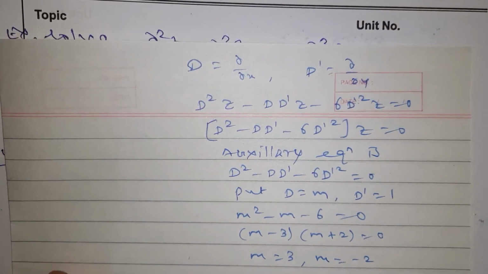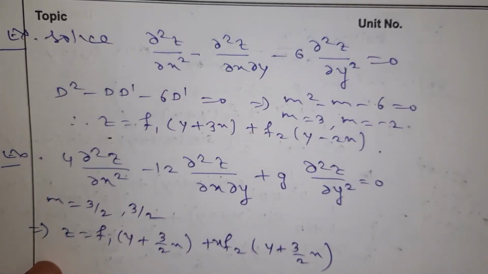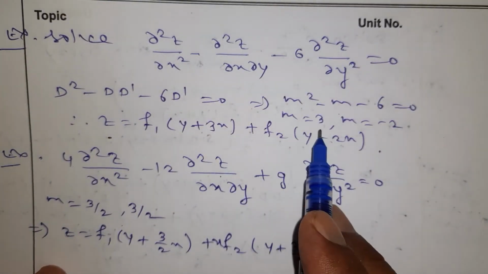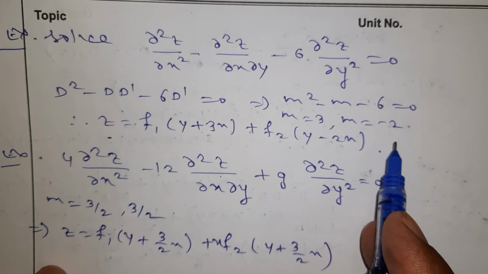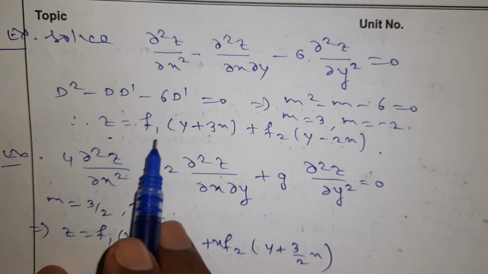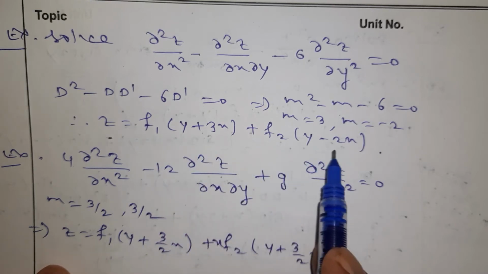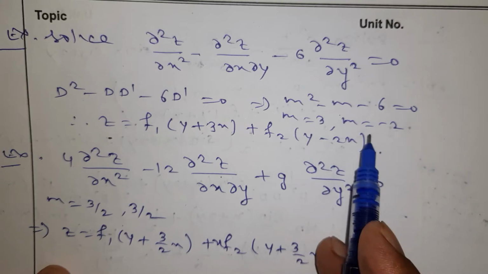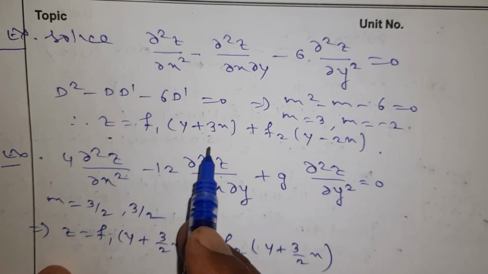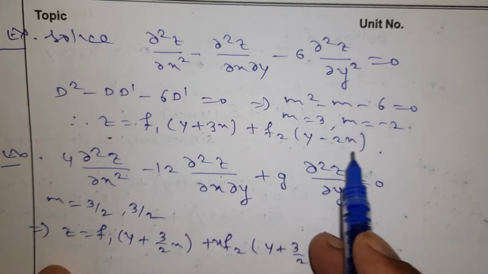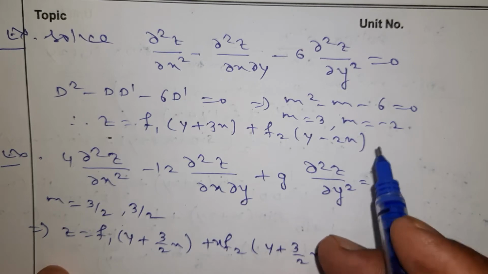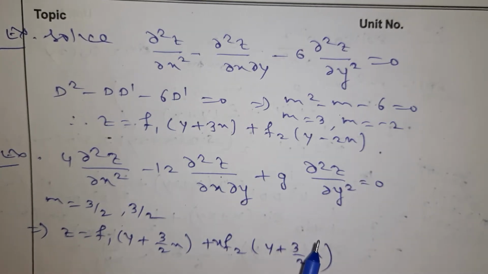Understood? Now write down your complete answer. So our roots are m = 3 and m = −2. Our complete answer is z = f1(y + m1x) + f2(y + m2x). Put these values of m, so I get f1(y + 3x) + f2(y − 2x). Understood? Very simple answer. Now try to solve the next one.